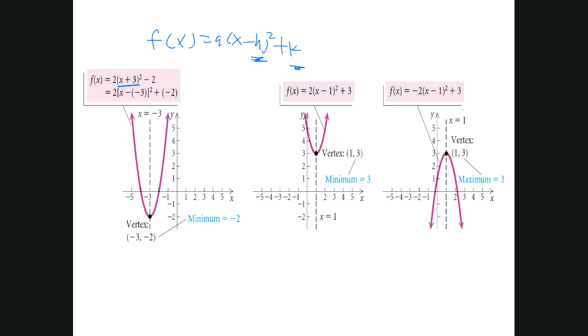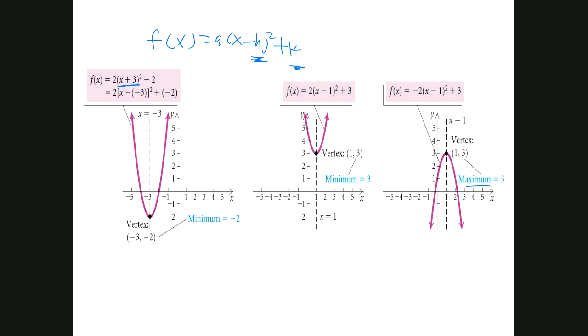And look at this one right here. Once you find a vertex, we can find a minimum, because this is facing up, so we have a minimum in here. And this is facing down, so we have a maximum in here, right? So as long as you find a vertex, you can answer all these questions.